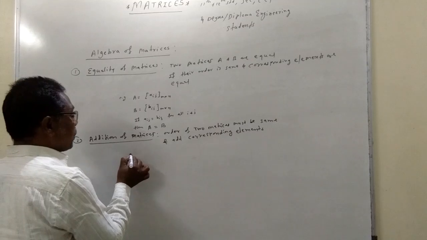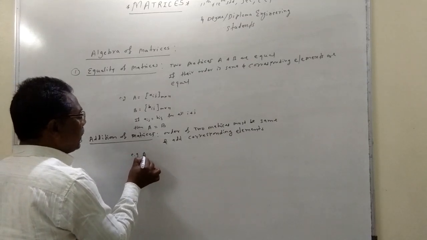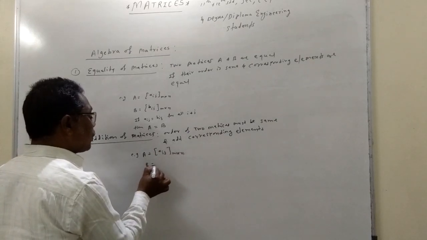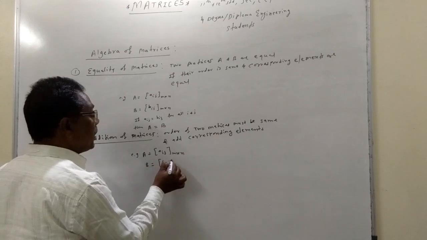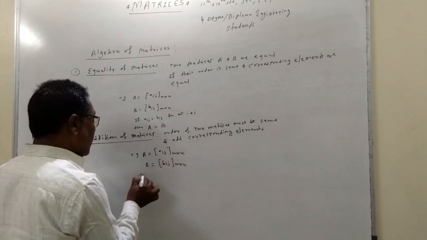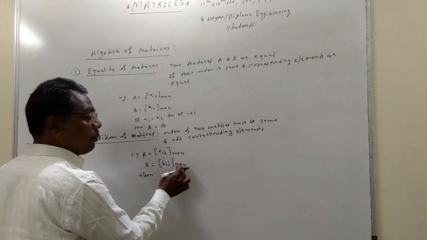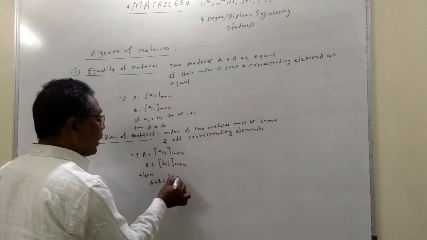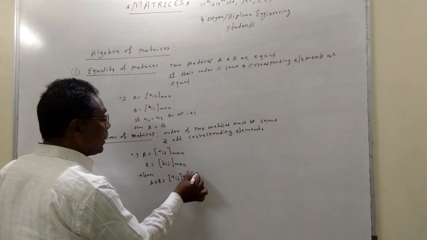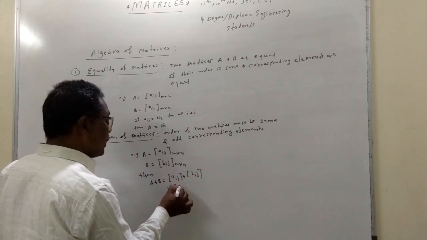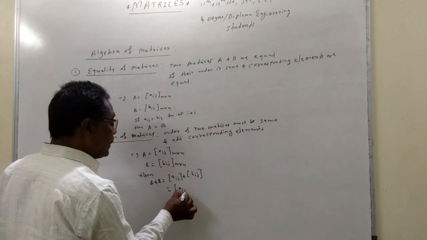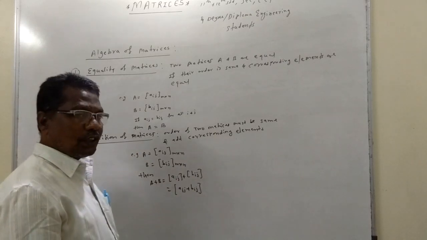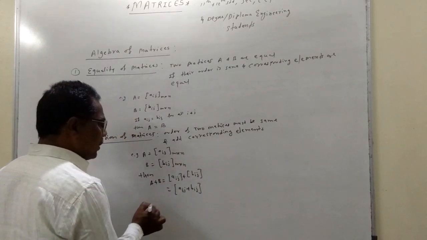Suppose A is equal to the matrix Aij of order m by n, and B is equal to the matrix Bij of order m by n. Here the order is the same, so we can do the addition. A plus B is equal to the matrix Aij plus the matrix Bij, which is the matrix Aij plus Bij, that is, you add the ijth elements of the matrices. So how will you apply this in practice?